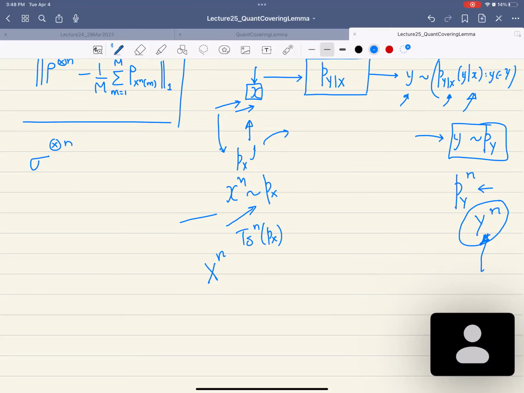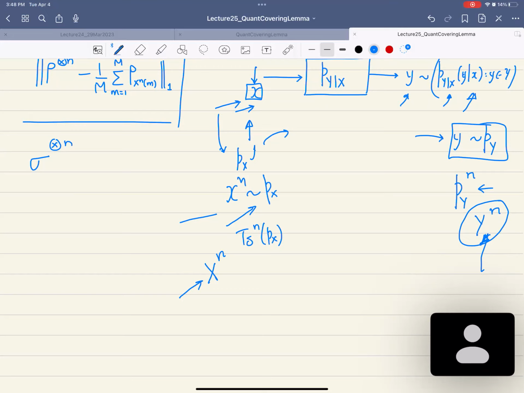Yeah, I am telling you the distribution. You pick uniformly from the typical set. You put it in the blue box. You get a yn out. Bob has to look at that yn and say, okay, which typical sequence did Alice put?